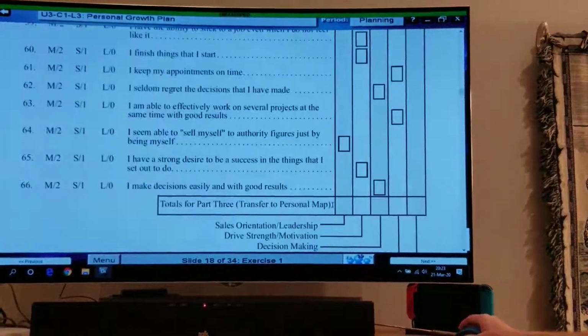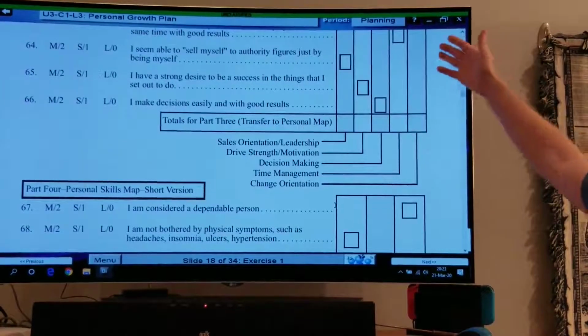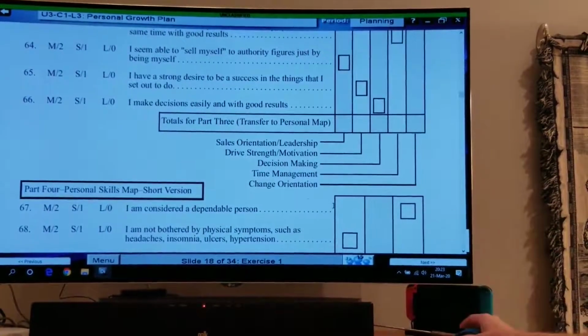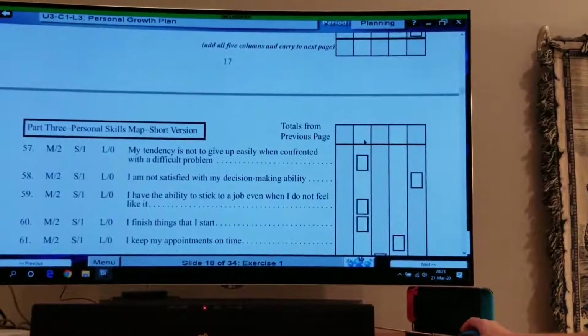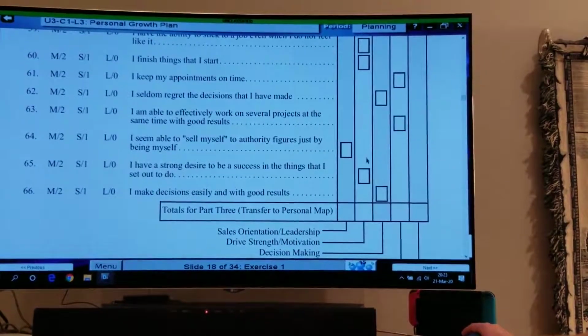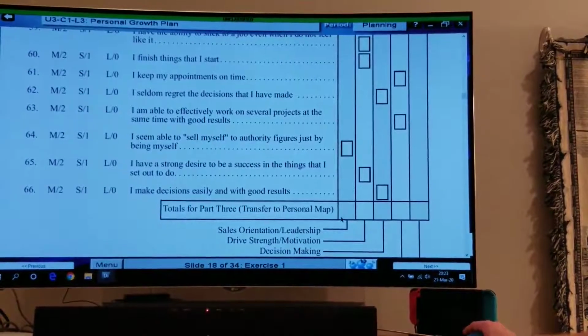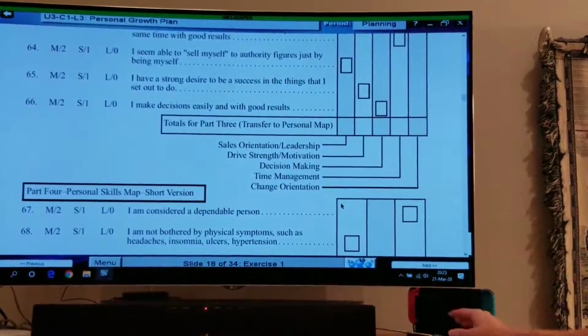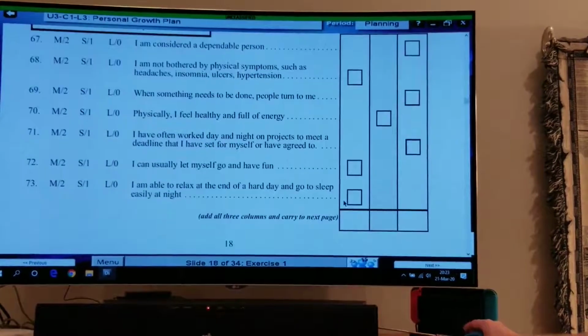We climb on down, and there it is. It's the totals from the top of this column, and everything here will equal the grand total here. If you forget to carry these totals down, your numbers will not be accurate. And then here's where your sales orientation leadership comes in. Drive, strength, motivation, decision-making, time management, change orientation. We keep going. There's still more.